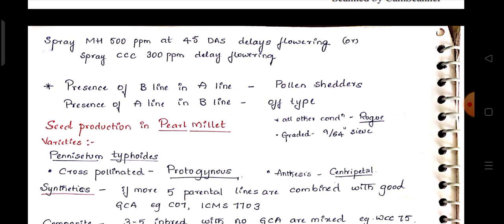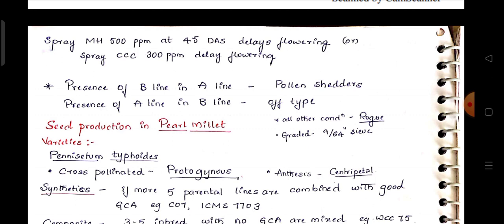Presence of B line in A line is pollen shedder, and presence of A line in B line is off type. Remember, A is the sterile line and B is the maintainer line. If maintainer is present in sterile, it is pollen shedder. If sterile is present in maintainer, it is off type.